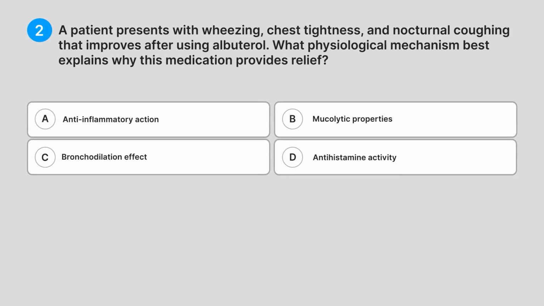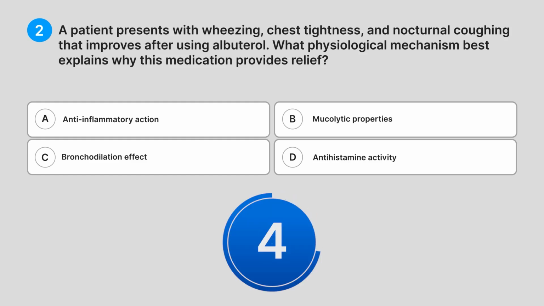2. A patient presents with wheezing, chest tightness, and nocturnal coughing that improves after using albuterol. What physiological mechanism best explains why this medication provides relief? A. Anti-inflammatory action. B. Mucolytic properties. C. Bronchodilation effect. D. Antihistamine activity. Do you know the answer?